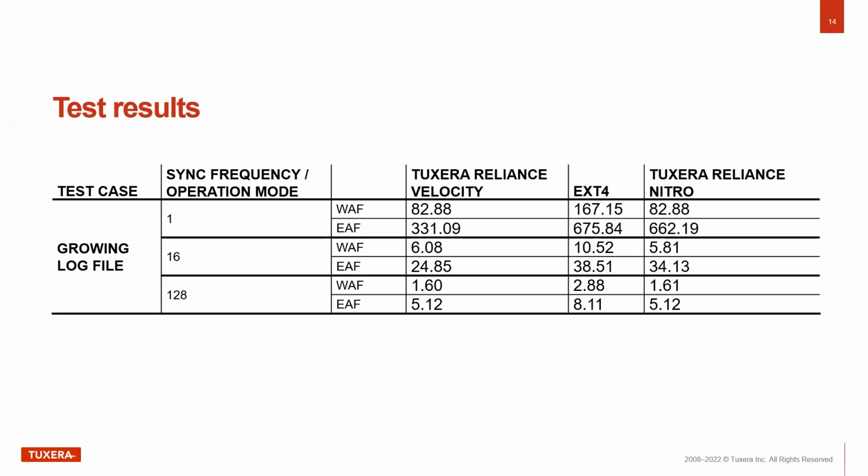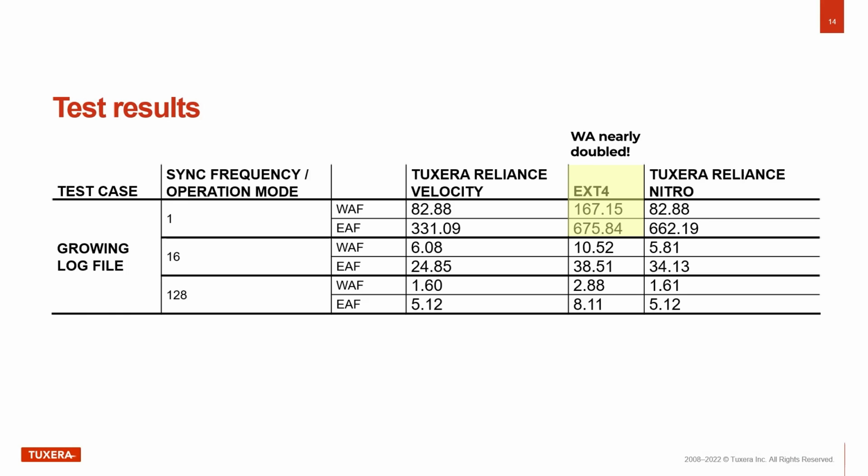So here we have results from our growing log file test case. We tested different sync frequencies: after every append to the file, after 16 appends, and after 128 appends. We tested this to showcase how you can help write amplification by combining writes into a bigger write that's committed to the media at the same time. And we also tested that with 3 different file systems, and we can see significant differences over the reliability methods.